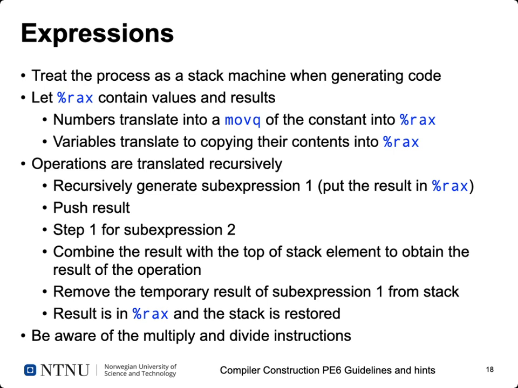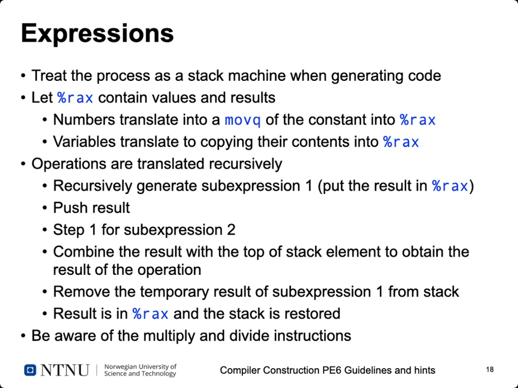What else do we have? Expressions. For expressions, we would treat our process just as a stack machine when generating code, and the accumulator register RAX would contain values and results. So numbers would just translate into a movq of the constant into the RAX register, whereas variables would translate to copying the variable contents into the RAX register using an instruction, as we've seen, by loading an address and then dereferencing it IP relative. Operations can then be translated recursively by going through your tree.